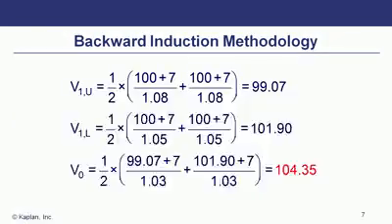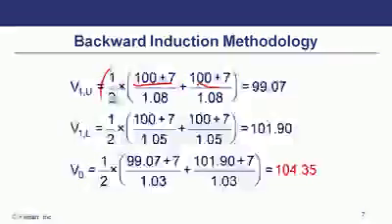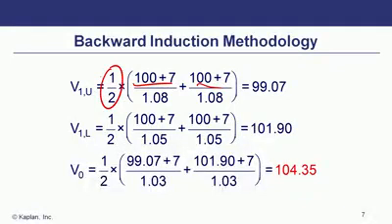So the arithmetic is going to look like this. So 107 in the up state at time 2, 107 in the down state at time 2. I'm going to divide both of those by 1.08. That's my discounting at 8% for 1 period. This is taking the expected value since I have a 50% chance of each of those. So the value of the bond in the up state at time 1 is going to be $99.07.